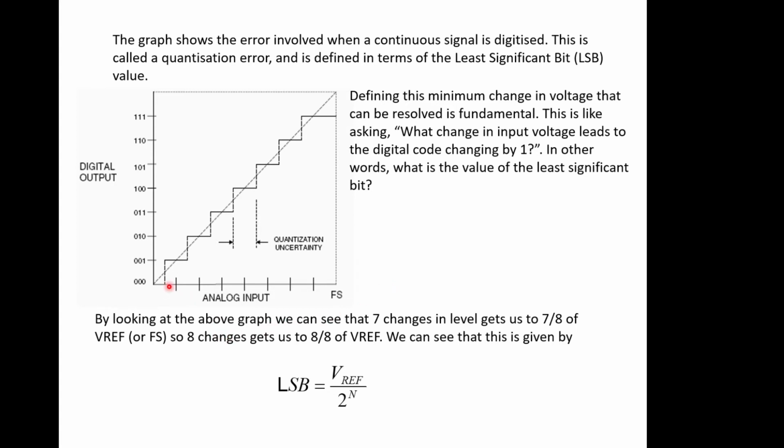So by looking at this typical graph here, you can see that 7 changes in level gets us to 7/8 of VREF. So 8 changes gets us to 8/8 of VREF. So therefore the LSB, least significant bit, is given to us by VREF, which is a maximum or a reference voltage that we're comparing against, divided by 2 raised to the power of n, where n is the number of bits that we've got here. So this is a simple definition. The reference voltage divided by 2 to how many bits you've got. So it's VREF over 2^n.